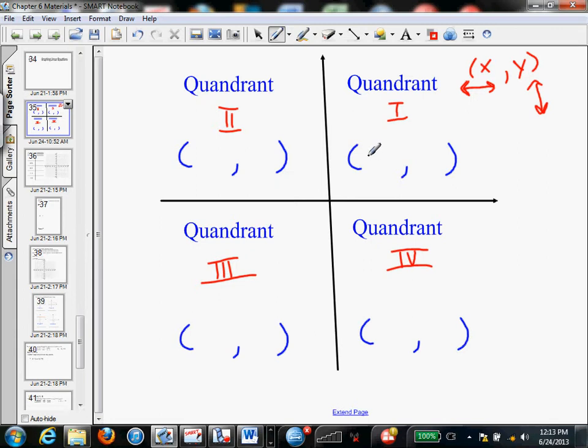So a positive x and a positive y will yield you in quadrant 1. A negative x and a positive y will yield you being in quadrant 2. A negative x and a negative y will have you in quadrant 3. And finally, a positive x and a negative y will have you in quadrant 4.